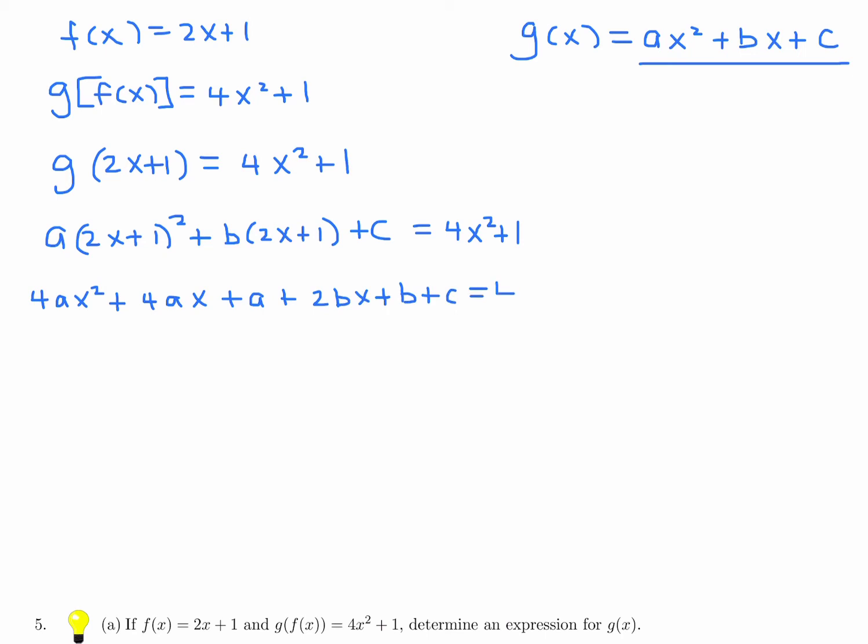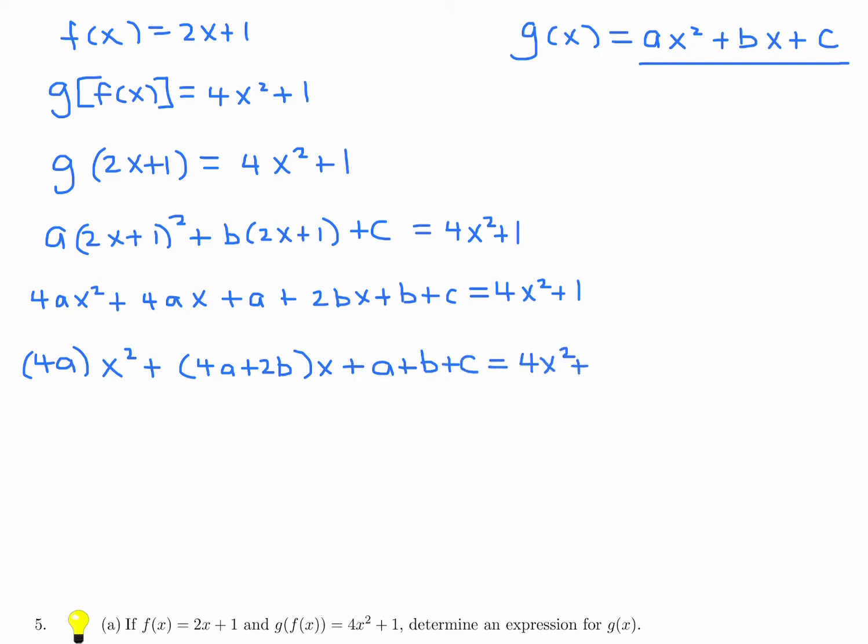And now I think we can compare the coefficients. So let me just factor them first to make this look identical, or as close as I can. So I've got 4a and then x squared. And then the coefficient in front of x is 4a plus 2b. And then everything else is just all by itself. And that's 4x squared plus 1. Okay, so this is equal to 4. This is equal to 0 since there is no x on the other side. And this is equal to 1. So those are the equations.